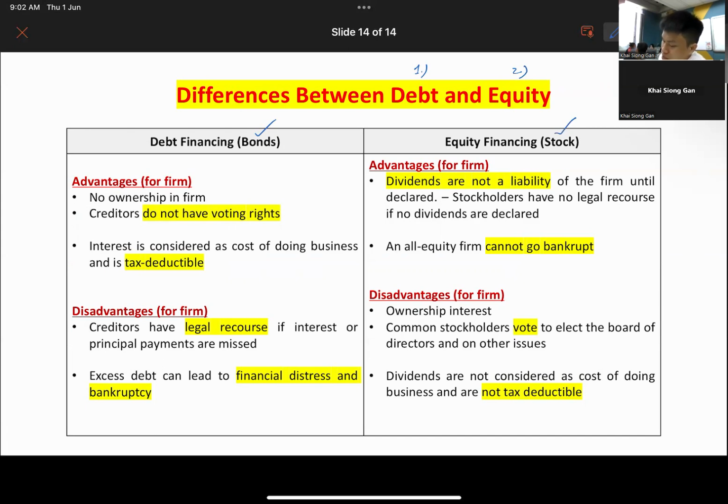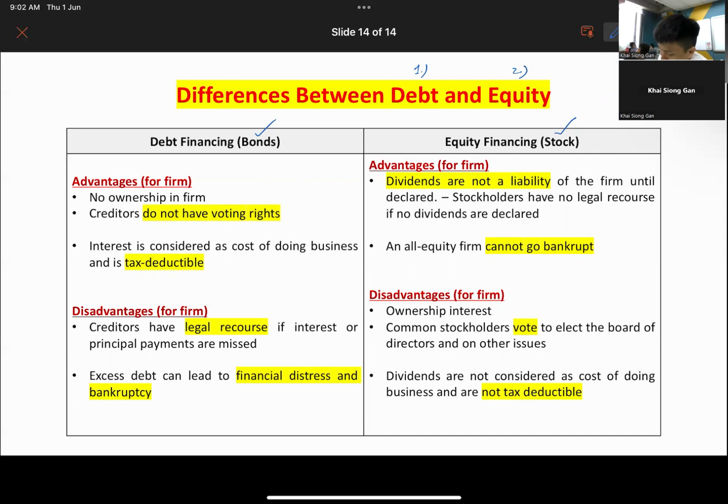That's what you want to focus on. So when we talk about debt financing using bonds, the good thing is that there is no voting right. So that means that you can remain the ownership of the business. Okay, so there will be no transfer of ownership in firms. You will not worry that one day someone can take over your business, right? Because you remain to be the owner itself.